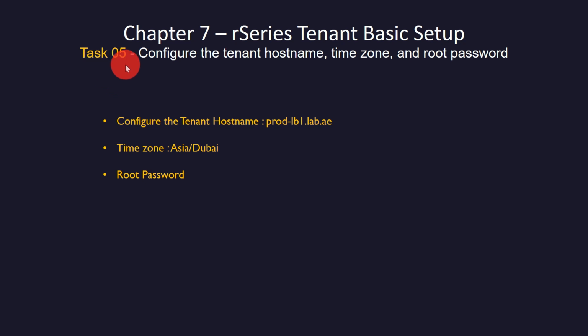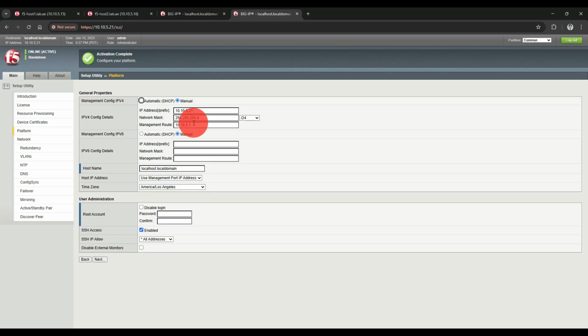Task 5. Configure the tenant hostname, time zone, and the root password. In the platform configuration page, verify the management IP, subnet mask, and the default gateway are configured correctly. Also, set the new hostname for the tenant, which is prodlb1.lab.ae.